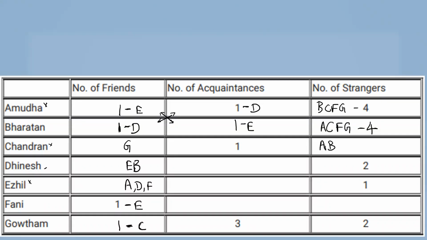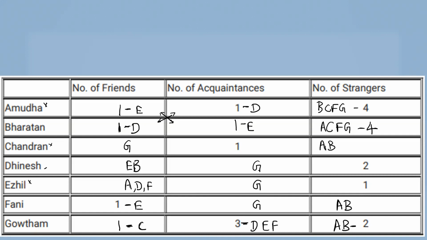So Amudha is a stranger to Funny. Am I right? Amudha is a stranger to Funny, and Bharatan is also a stranger to Funny. For Gautam also, Amudha is a stranger and Bharatan is a stranger. So here I have 3 numbers. A, B, C have been filled in, so the 3 numbers must be D, E, and F. G is an acquaintance to D, G is an acquaintance to E, and G is an acquaintance to F. Got it. So now what else can be filled in?